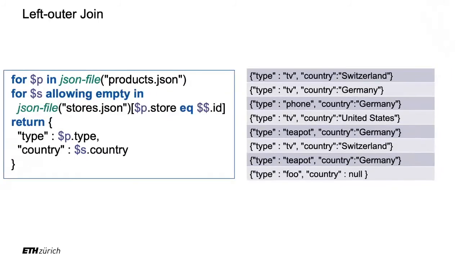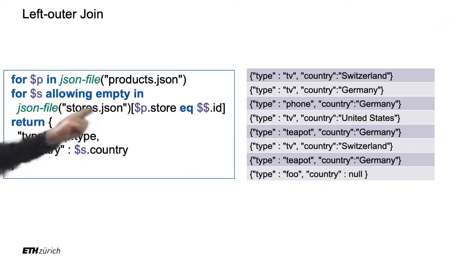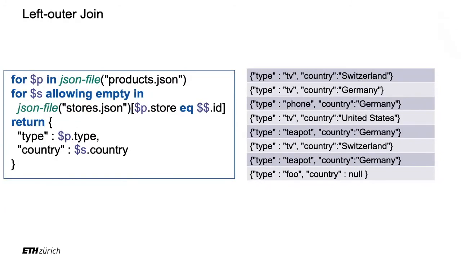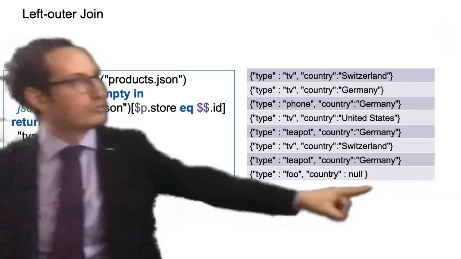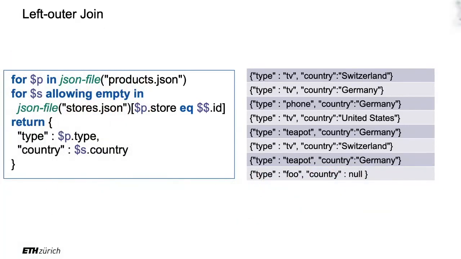This is actually a very similar query, right? The only difference is that instead of a where clause here, I decided to use a predicate in the second collection, but this is really equivalent here and here, right? The only thing that wouldn't be equivalent is the allowing empty that allows my type foo country null to be displayed just in case I actually didn't have anything.